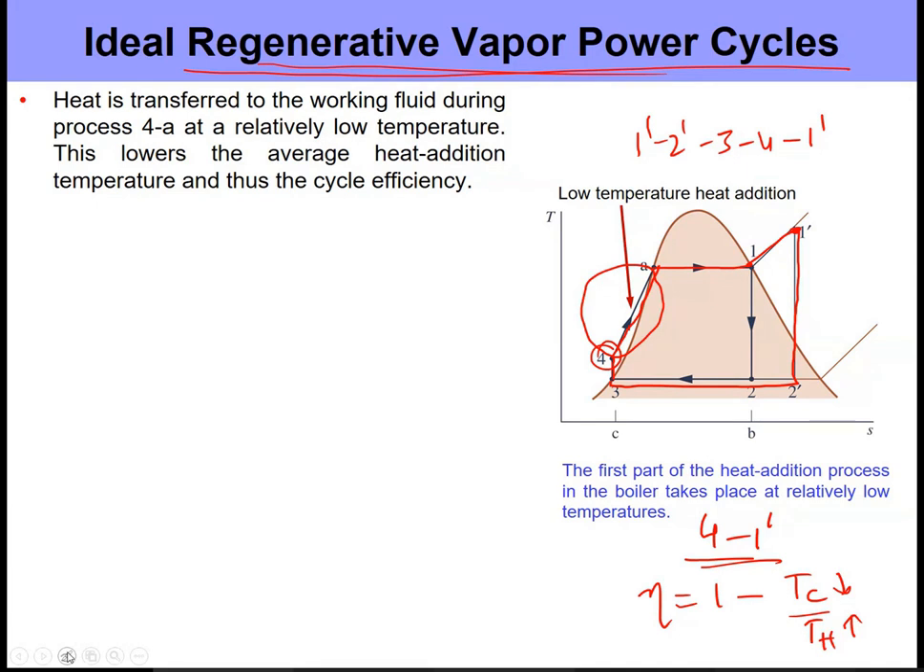Now, to give you some numbers and an idea about why I call it low temperature heat addition: for the pressures that we looked at in the previous example, let's say 80 bar. For 80 bar, at state A, the temperature is already about 300 degrees Celsius. State 1 dash, let's say it's 400 something, 480, 440, whatever you wish. But at state 4, the temperature is about 40 degrees Celsius, or at max 50.